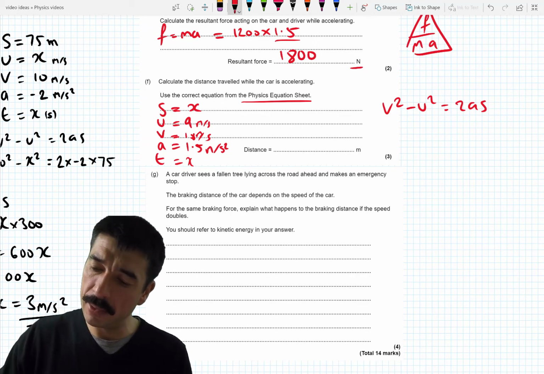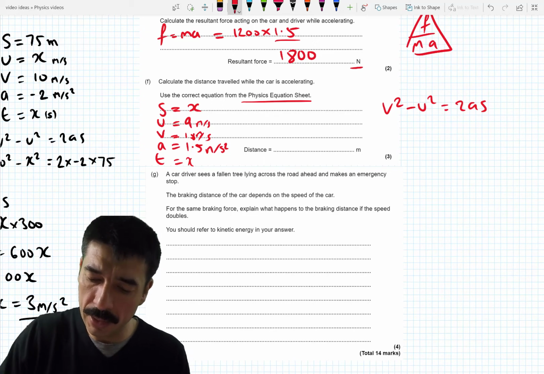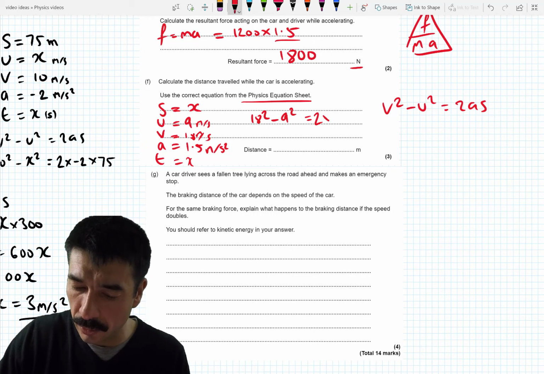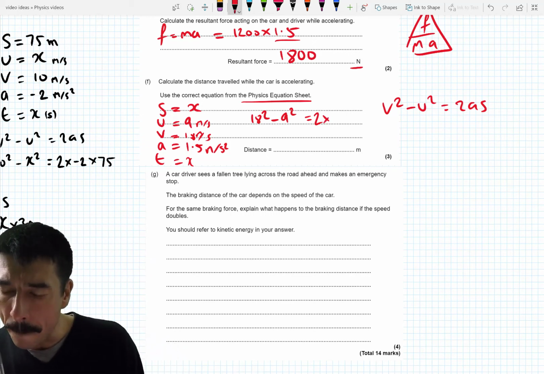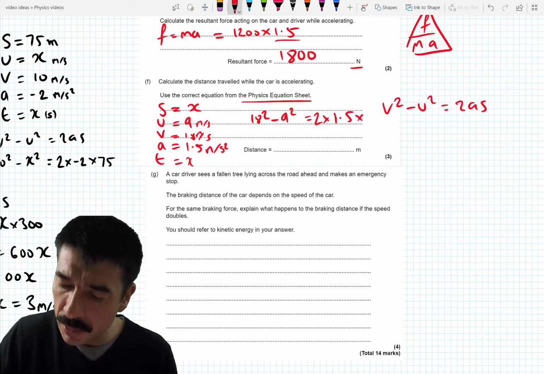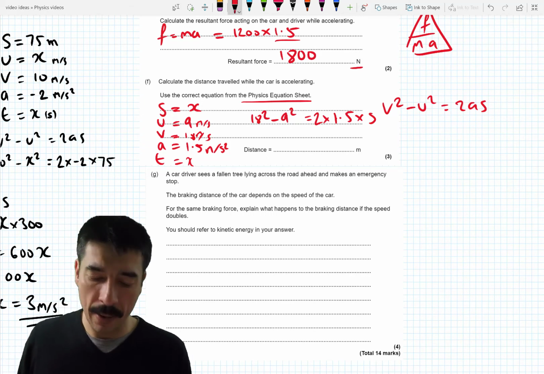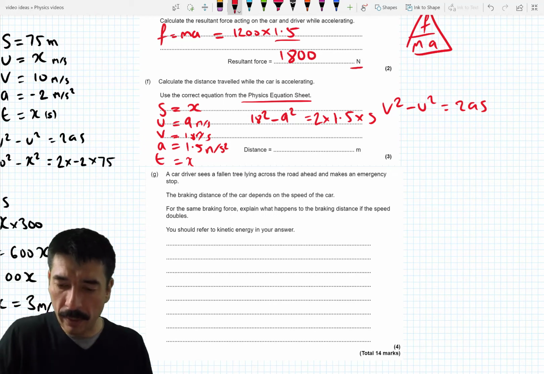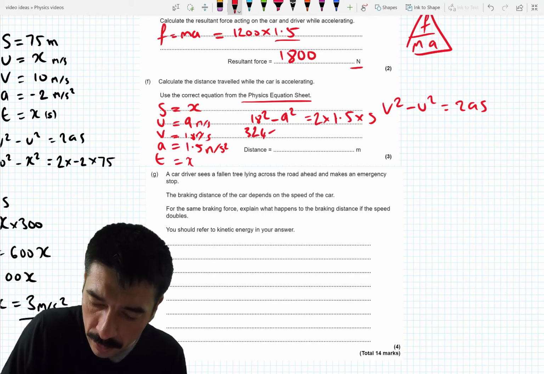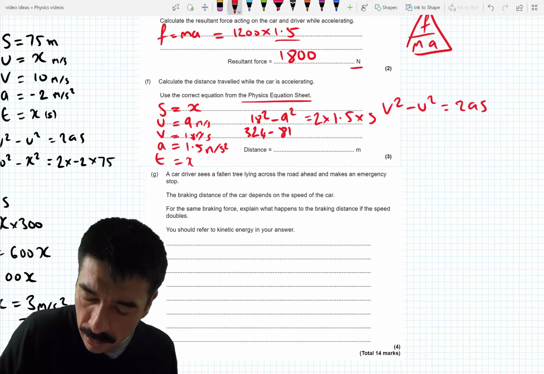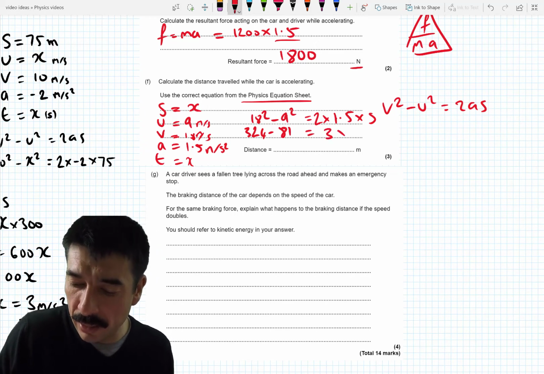Let's just go with sub the numbers in. V squared. V is 18. So 18 squared minus u, which is 9, and square it, should be equal to 2 times 1.5 times S, the thing I need to get. Alright, let's do 18 squared. 18 times 18, 324, minus 9 squared, which is 81, equals 2 times 1.5 is 3, lots of S.